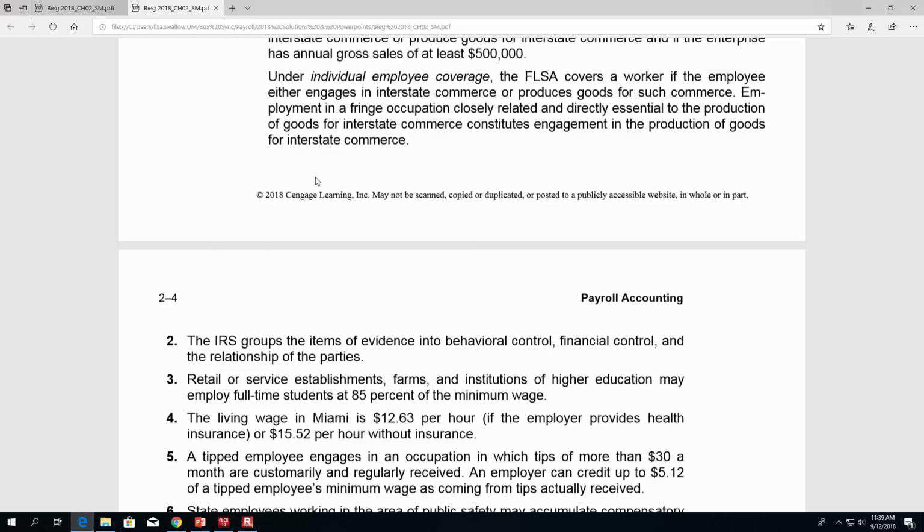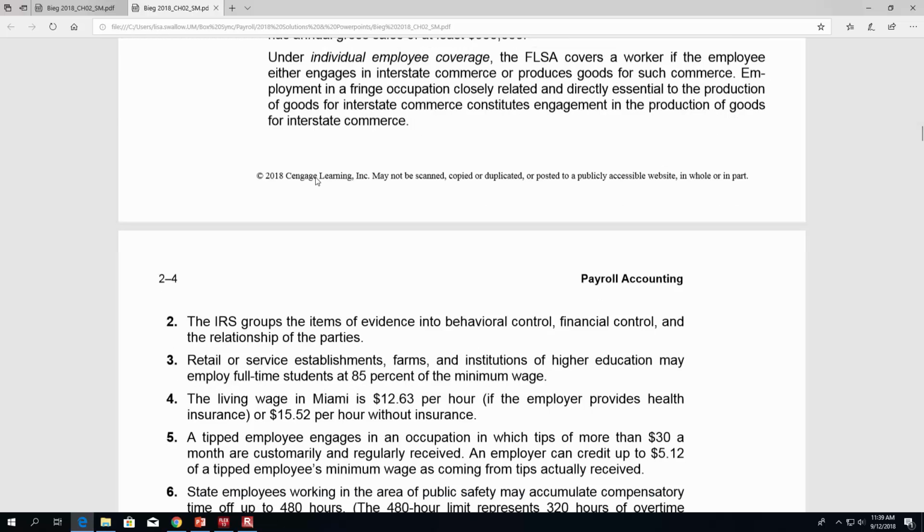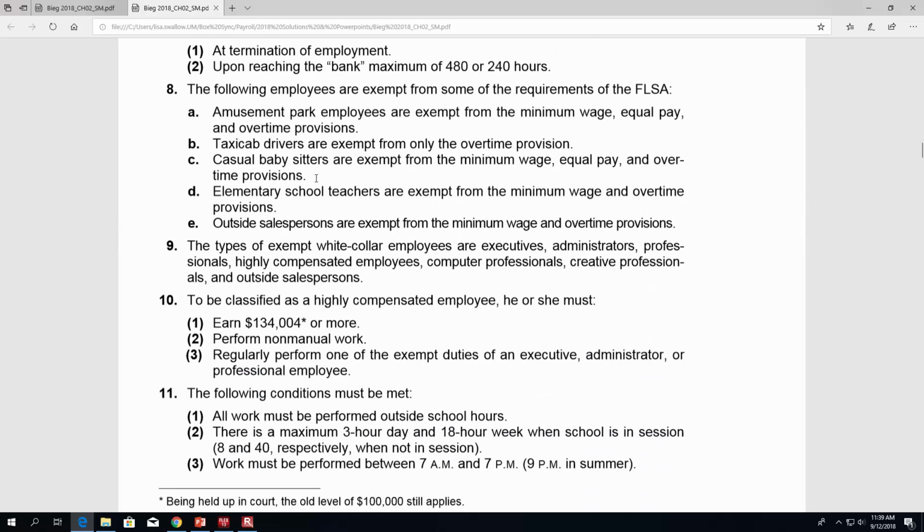Okay, number 9. Cody, what are the types of exempt white-collar employees? Executives, administrators, professional employees, highly compensated employees, computer professionals, and outside salespersons. Those are the 6 categories. I guess that's 7 actually. If you don't fit into one of those categories, there's no situation where you're going to be exempt.